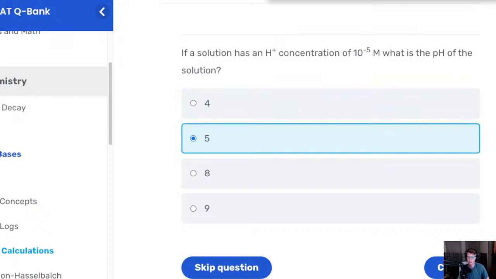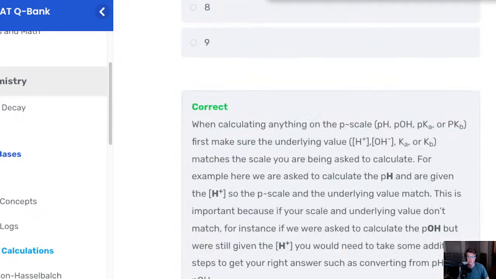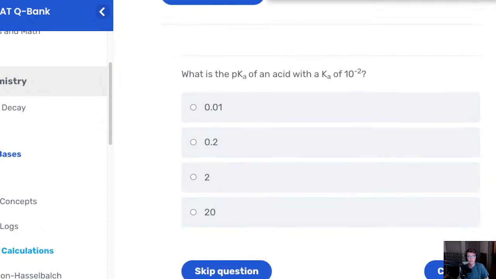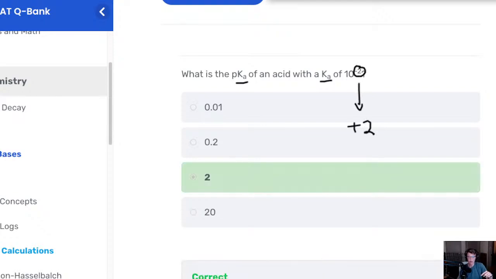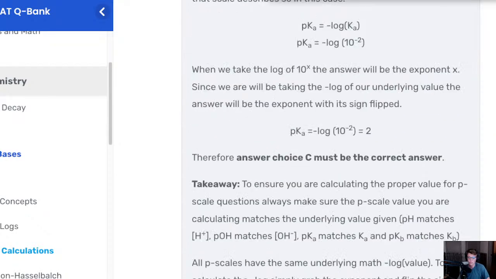It's a pretty straightforward question, and we're going to see them escalate as we go through. Okay, so this is saying, what is the pKa of an acid with a Ka of 10 to the negative 2? Again, what we have to remember is that the pH calculation is the exact same calculation as calculating pKa or pKb from its corresponding value. So they match, right? It's Ka and pKa. All we need to do is take the negative log. The log grabs the exponent, we take the negative of it, and the answer is just 2. So it's all the same math all the way down for all of these calculations so far.